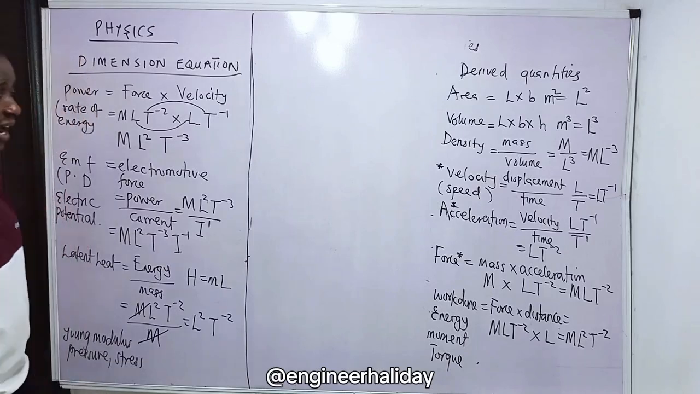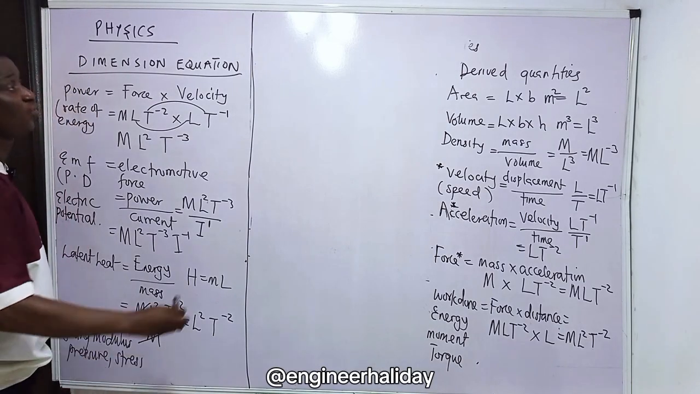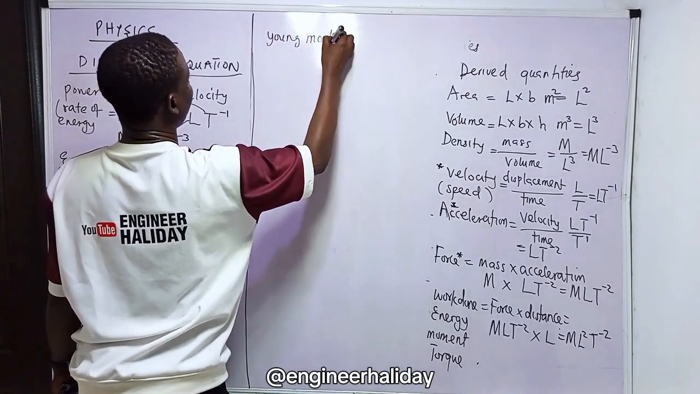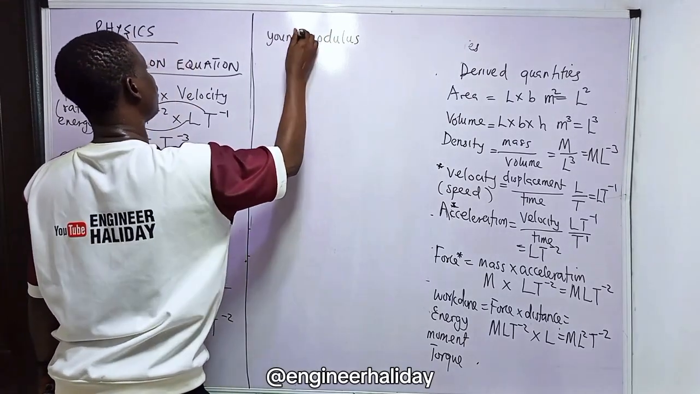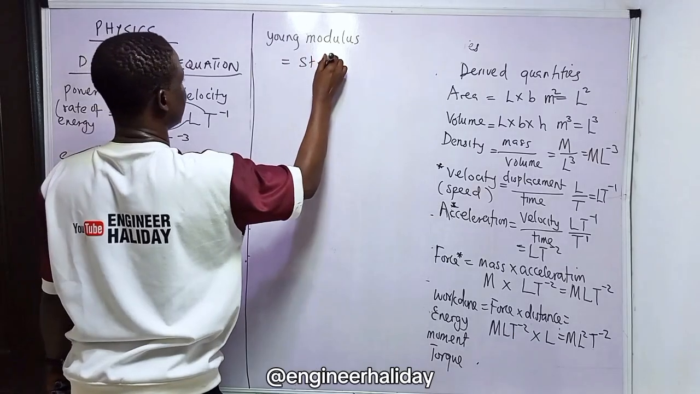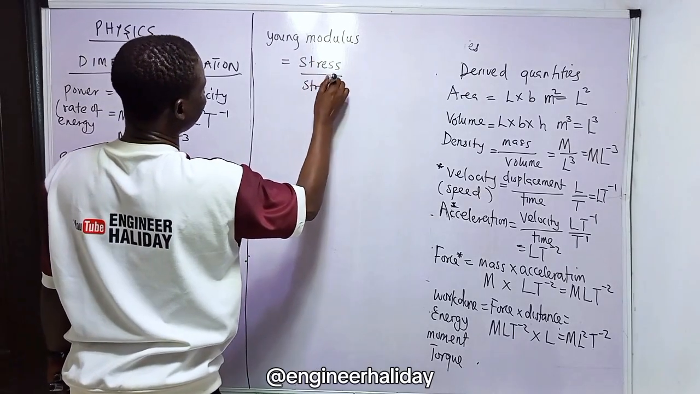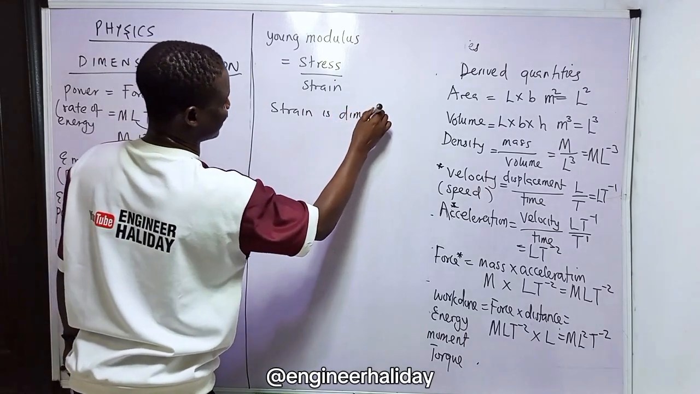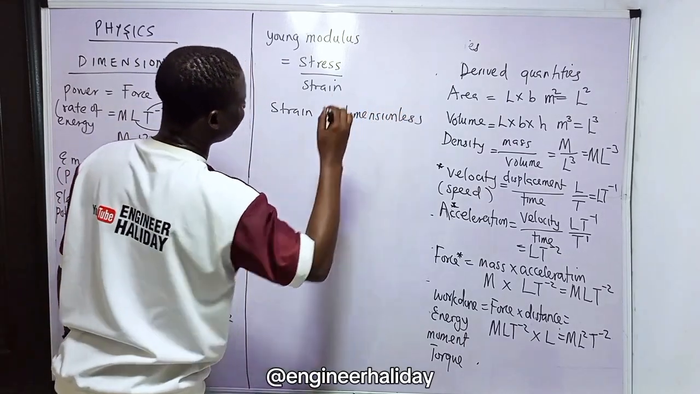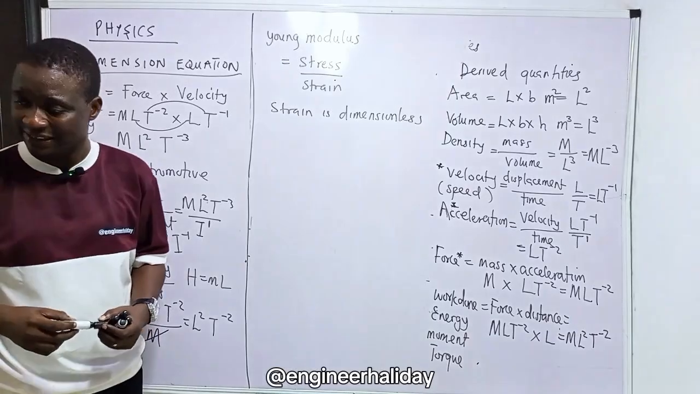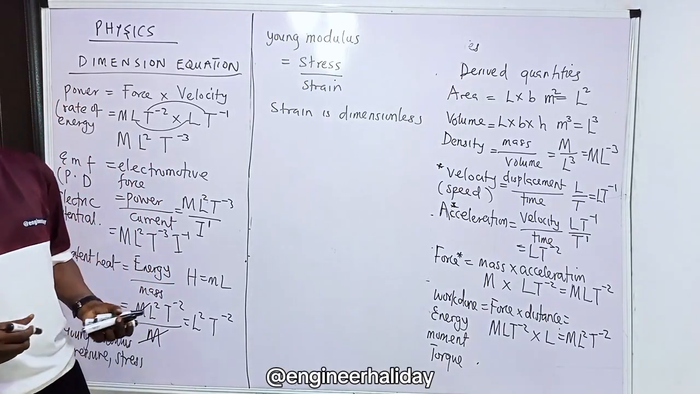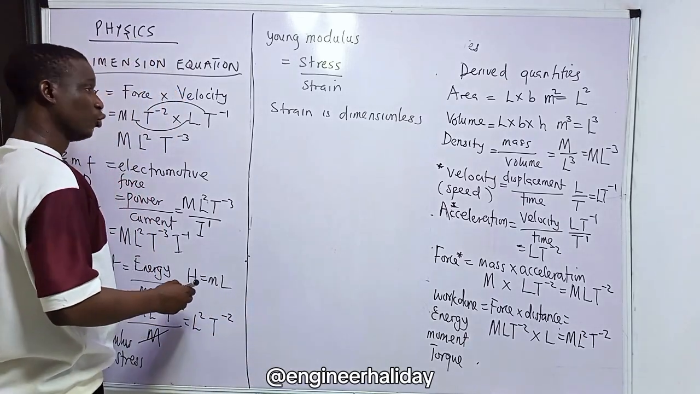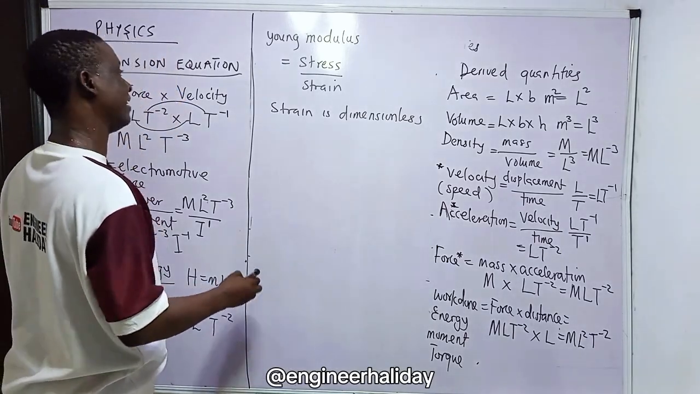Now, what I want to do is clean up so I can have more space to solve. Young modulus is equal to stress over strain. Please take note of that. Strain is dimensionless. Dimensionless means a unitless quantity. A quantity that does not have a unit will not have a dimension. So dimension can only be assigned to a quantity that has a unit.